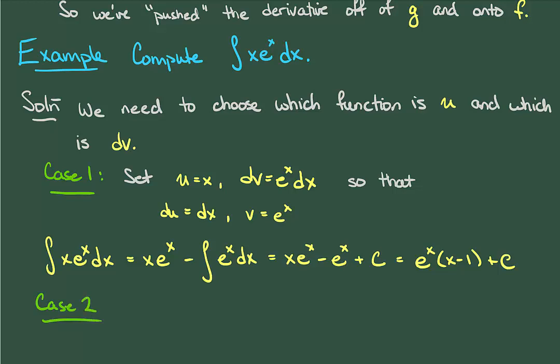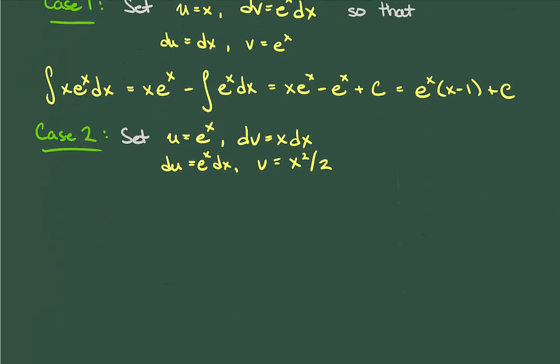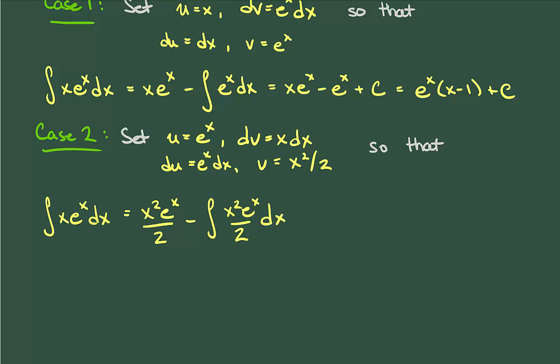In the other case, we take u to be e to the x and dv to be x dx. Again, we have to compute du and v, so we'll do that. And substituting this into the integral gives us the following. Now this equation is still correct, but the integral on the right is way worse than what we started with. This suggests to us that this probably isn't the way to go, so we're going to stick with our first case as our only possible solution.